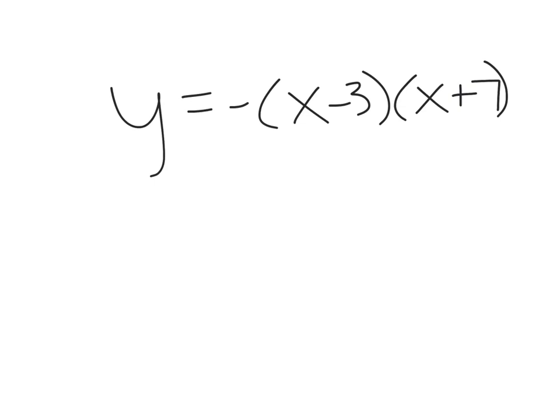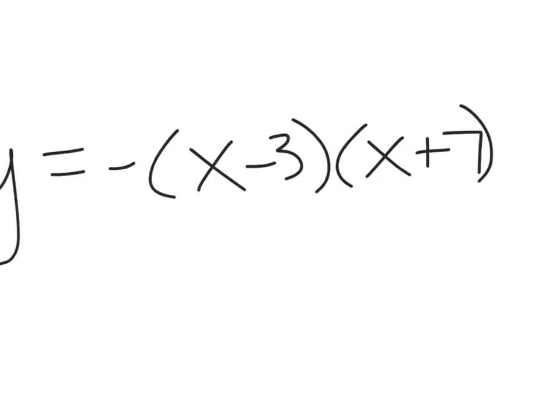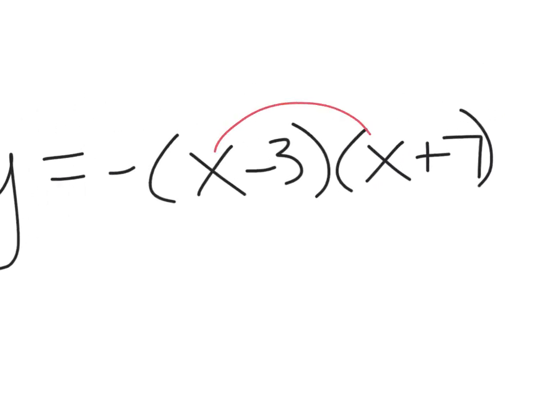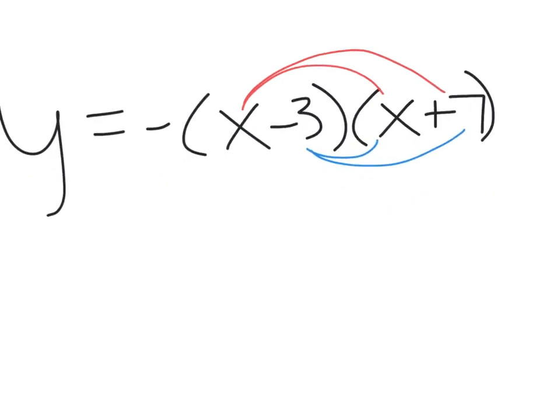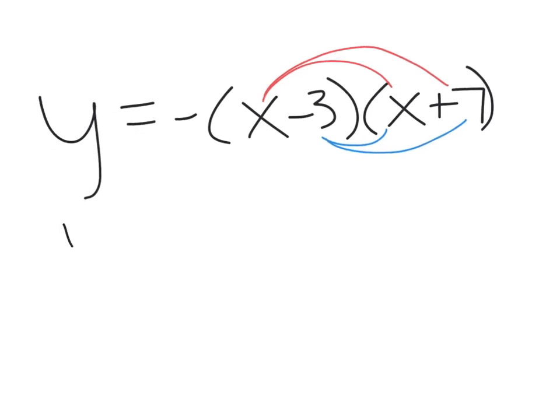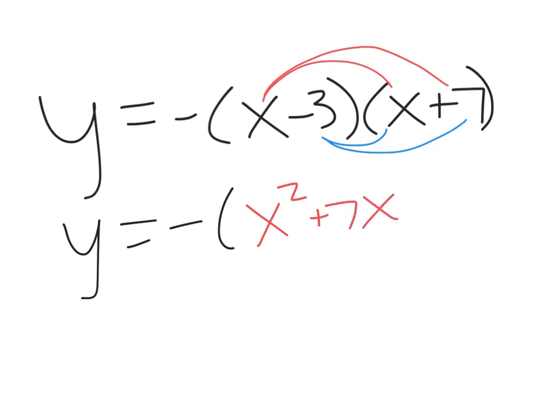So you can always use those notes to go step by step. But what we're going to do first is FOIL. So I'm going to distribute the x to the second parentheses, and then I'm going to distribute the -3. So we get y equals, keep that negative in the front, keep your parentheses, x times x is x squared, x times 7 is 7x, -3 times x is -3x, and -3 times 7 is -21.